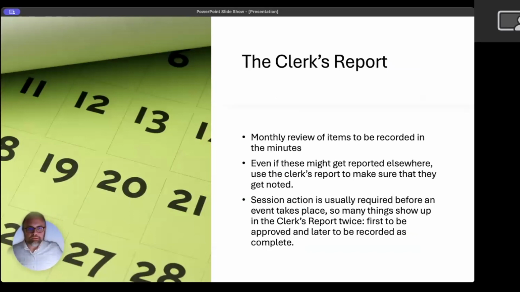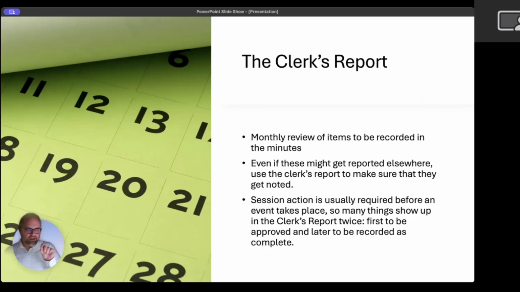This is a monthly list of the items that just need to get recorded in the minutes. Sometimes you call this an admit to record. Around here, that's a common term. But this is just the things that we need to make sure that somebody can know that we did. They might get reported elsewhere sometimes too, but the clerk's report is the way to make sure that you as the clerk make sure that the session records that this happened.